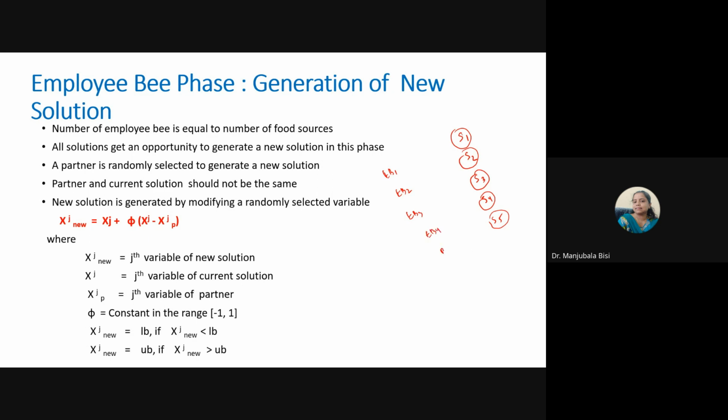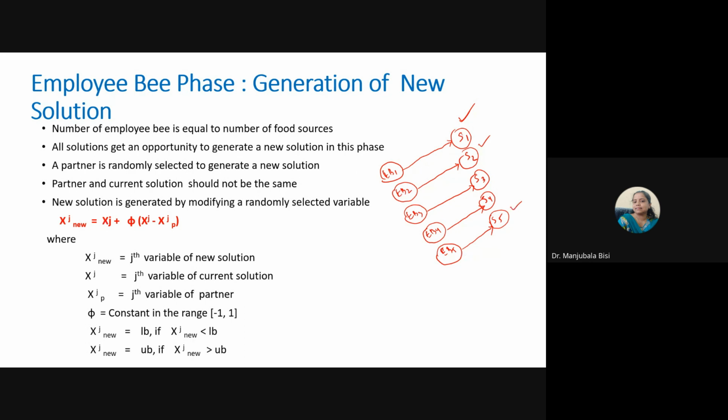EB4, and EB5. In the employee B phase, every employee B is associated with a particular food source. There are 5 employee Bs and 5 food sources. They will try to exploit the amount of nectar present in the food sources. Mathematically, EB1 is trying to modify the solution S1, EB2 is trying to modify the solution S2, and similarly EB5 is trying to modify the solution S5.